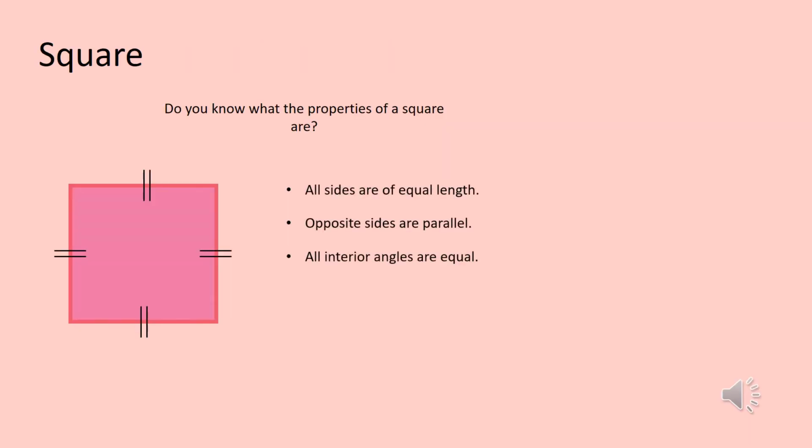So now we are going to look at some examples of some quadrilaterals. So starting off with, we've got a square. So let's have a recap of the properties of the square. That all sides are of equal length. Opposite sides are parallel. The inside angles are equal, and they are 90 degrees.